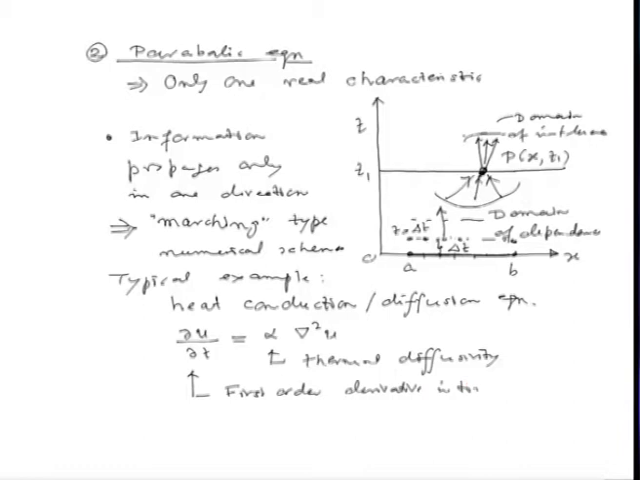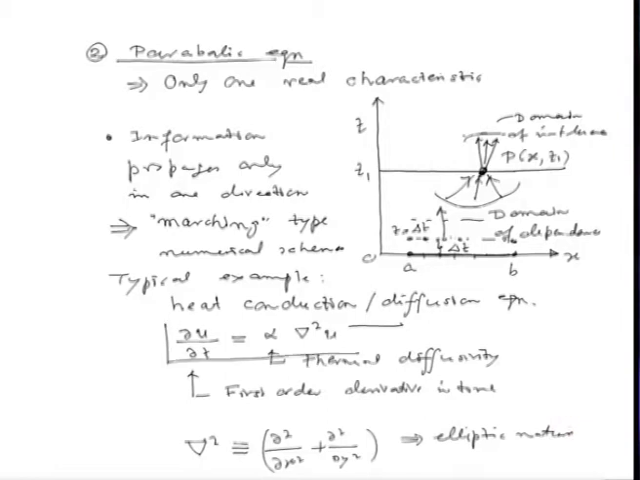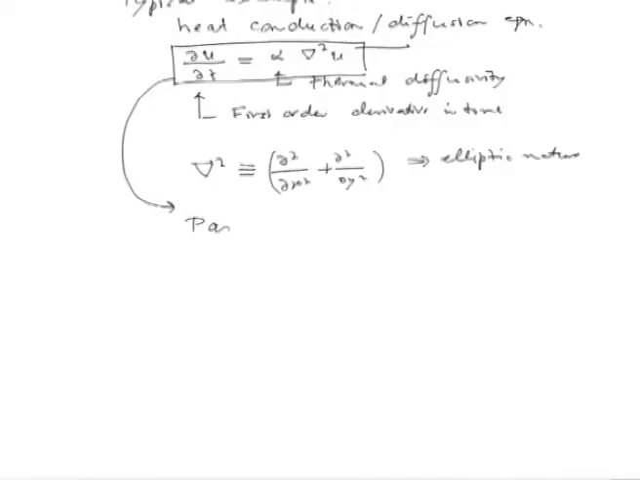Derivative in time, and on the right hand side, if you look at the expanded form of our del square operator, this is del 2 by del x square plus del 2 by del y square, and this operator has a so-called elliptic nature. So in fact some people call this heat diffusion equation parabolic in time and elliptic in space.